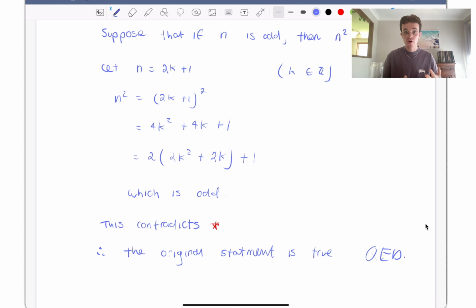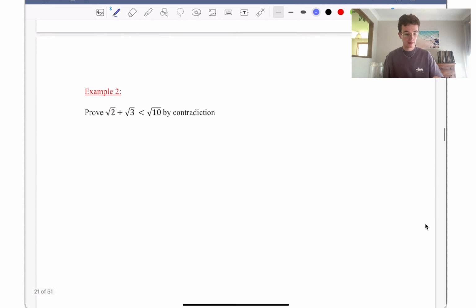So again, proof by contradiction involves looking at our question, coming up with some assumption that is false, and then proving that that assumption is false, which means the original statement is true.